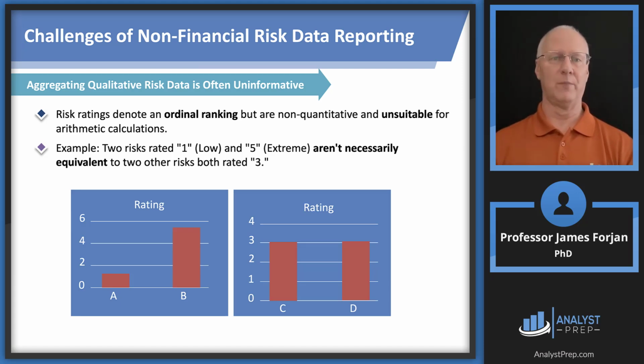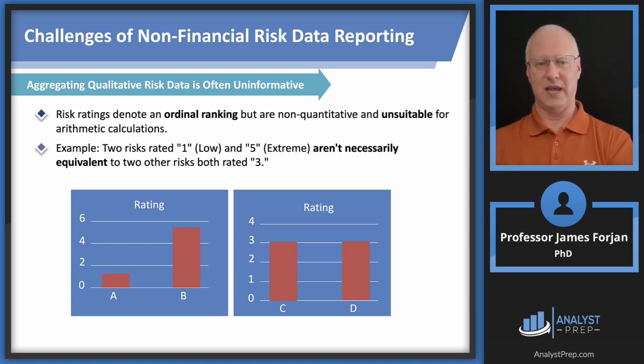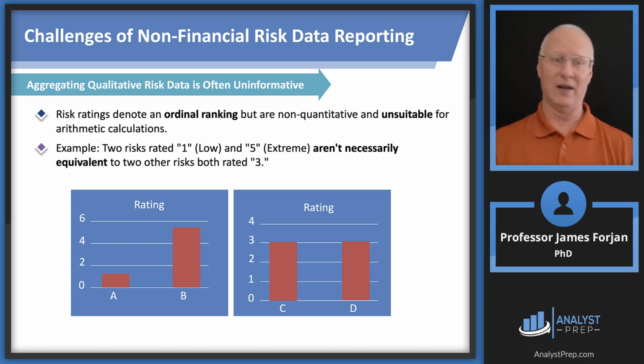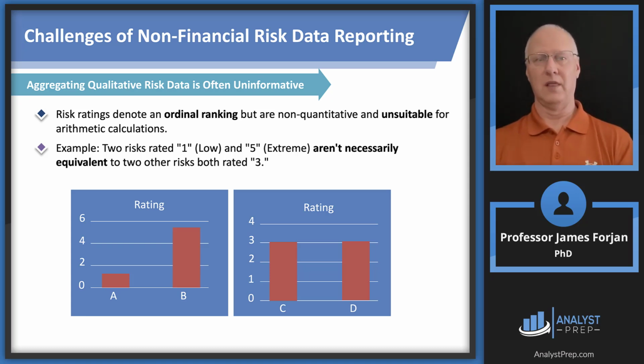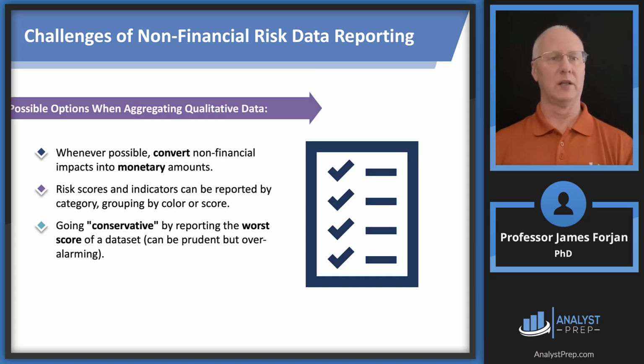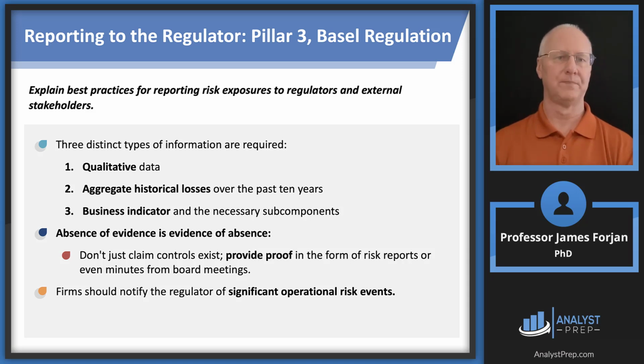And here's just another super simple slide that says something like, the average of A and B is the same as the average of C and D, but maybe they're not necessarily equivalently rated as a 3. So all we're saying here is that these ordinal rankings might be unsuitable for arithmetic calculations. So what do we try to do? We try to convert these to monetary amounts. We try to make certain that we group these indicators or these risk scores by category, and we try to make them into worst and best and least and most and all that kind of stuff.